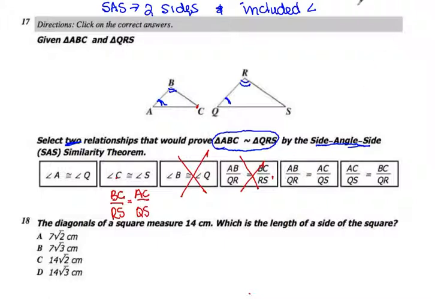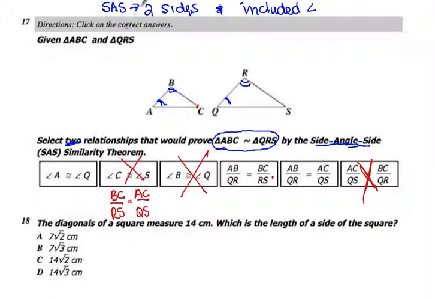Let's not mark that out because that might work for something else. Because we just don't have QR down there at all. AB and QR. Nope. AC and QS. And BC and QR. Well, that's definitely not going to work. Okay. So this is not going to be our included angle.